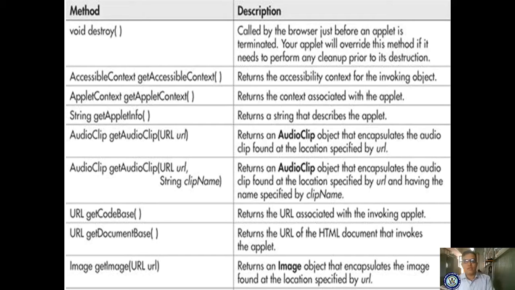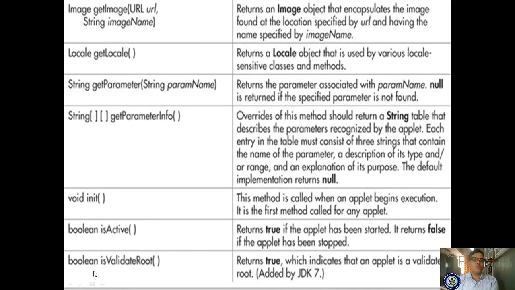It returns an image object that encapsulates the image found at the location specified by the URL. So getImage means you can access the image from whatever location you have provided, and it will be stored in an appropriate object. Okay, so the next one is Image getImage(URL, String imageName).